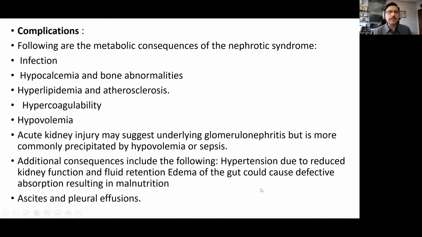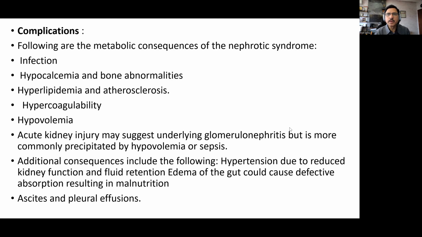Yeah, complications are very straightforward. Metabolic consequences of nephrotic syndrome: infection, hypocalcemia. You should counsel for the bone abnormalities and start supplementing vitamin D and calcium for these people. Hyperlipidemia can lead to premature atherosclerosis. Hypercoagulability can occur, and hypovolemia can lead to its own problems. Acute kidney injury with underlying glomerulonephritis is more commonly precipitated by hypovolemia and sepsis. Additional consequences include hypertension, fluid retention, edema, and malnutrition because of the edema of the gut. Ascites and pleural effusions can occur.